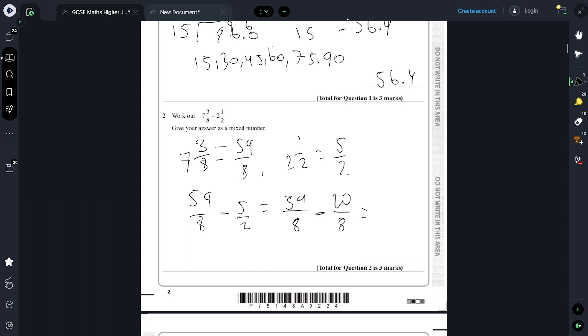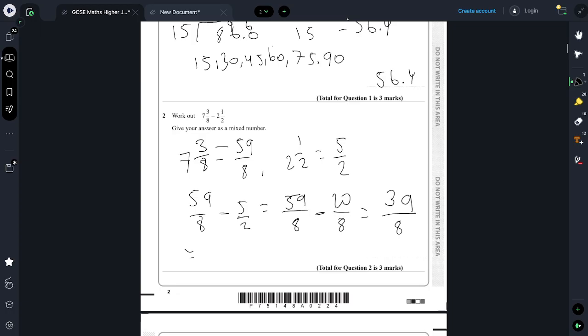So now we can simply subtract the top numbers. 59 minus 20 gives us 39. Make sure to write that clearly as a 39 and not a 3. So 39 over 8. Then it says to give it as a mixed number, so we need to convert it back to a mixed number.